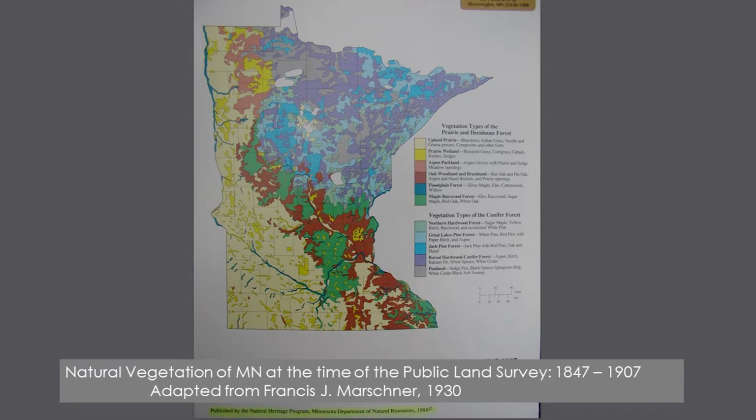There's the brown. The brown colors are some type of oak forest. There's lots of different kinds of oak forest: oak woodland, brushland, moist oak woodland, dry oak woodland, all kinds of oak savanna. And then the green areas were big woods.